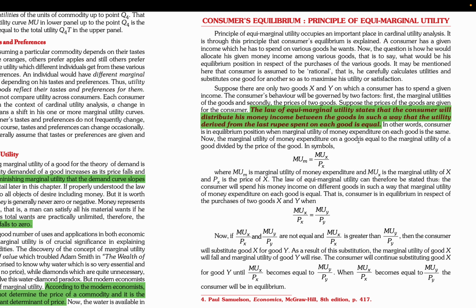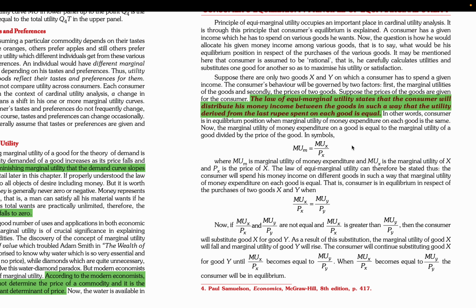Let's read this again. The law of equi-marginal utility states that the consumer will distribute his money income between the goods in such a way that the utility derived from the last rupee spent on each good, whatever is the last amount of money or rupee or dollar that you're spending on each good, is equal. We'll get a better understanding once we read further.